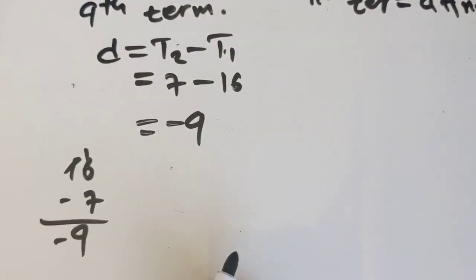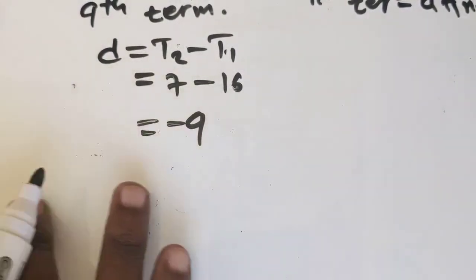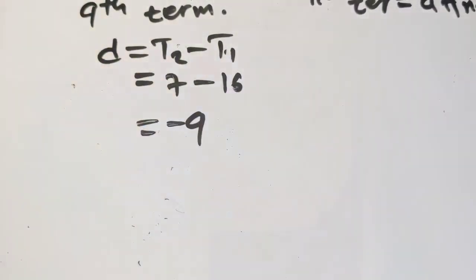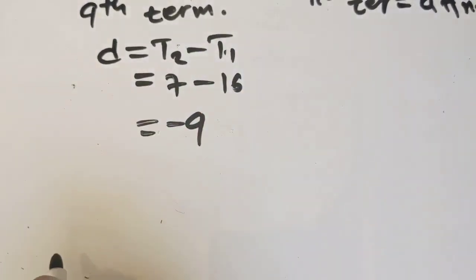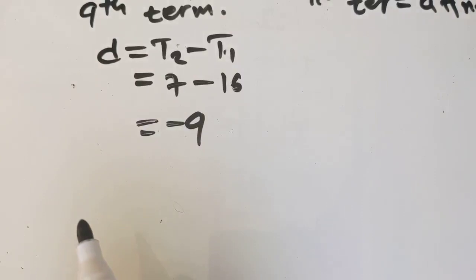You can confirm with me. If you want to use a calculator, you can confirm with me, but you don't need to use a calculator. You need to use your brain. So 16 minus 7, it is 9. So here now, you found the common difference.